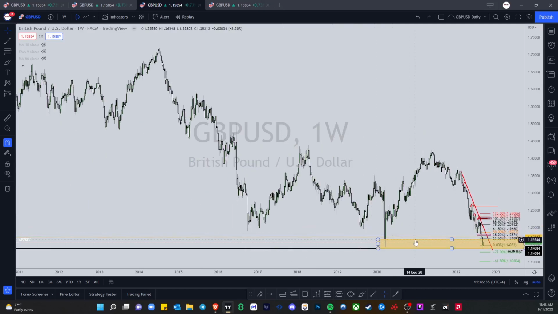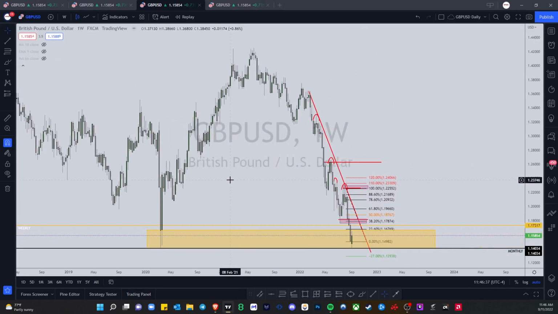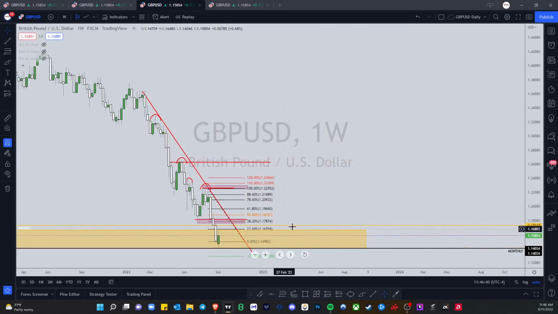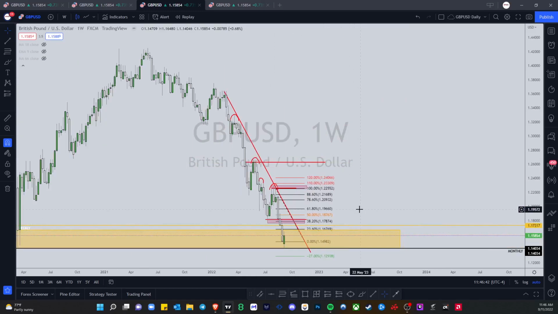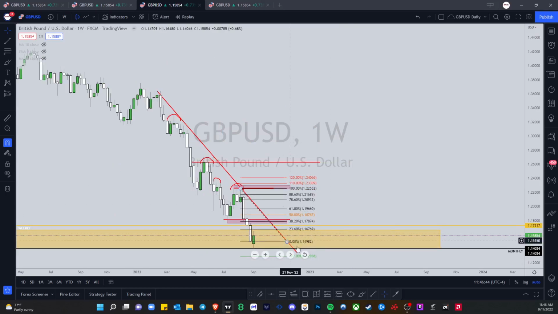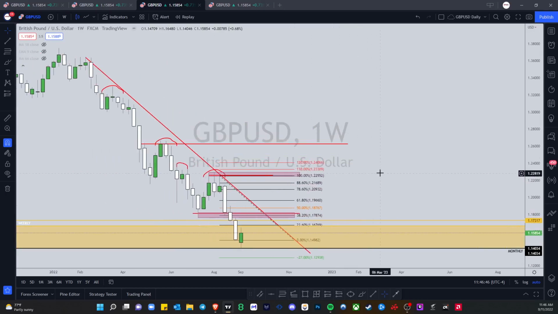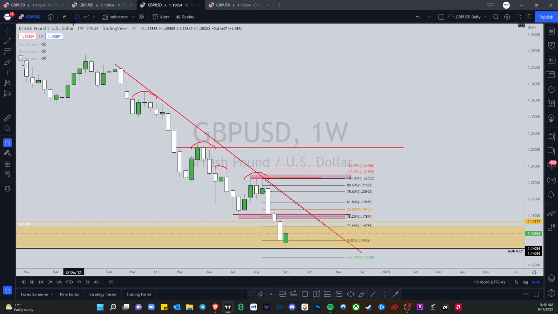If not, then we should be looking for a continuation. But the only thing we gotta do is wait and see what happens in that area before we do anything. So we're not rushing to do anything until we get our confirmation.